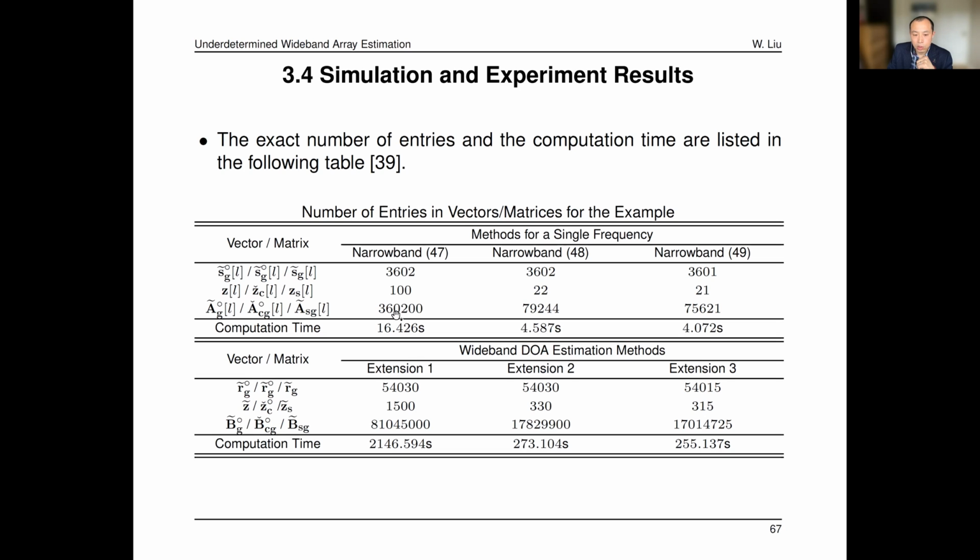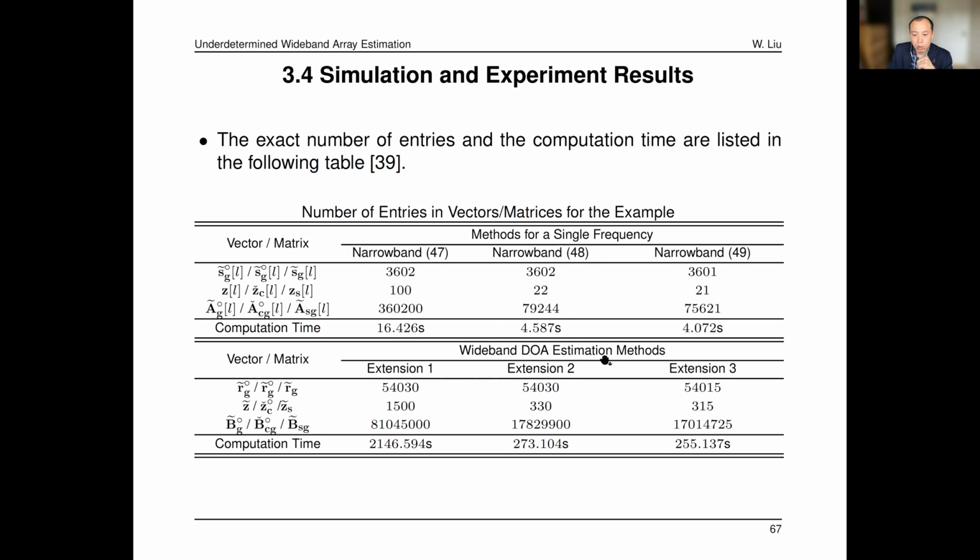So you see here, this is a very large number, 360,000. Here is only 80,000. So basically 1/4, 1/5 of the number of variables here. And here is a further reduction. So this is removing redundancy in the covariance matrix. This is further removing the zero lags. And you can see the running time is 16.4 seconds. Here is 4.6 seconds and 4.1 seconds. This is for one simulation run, okay?